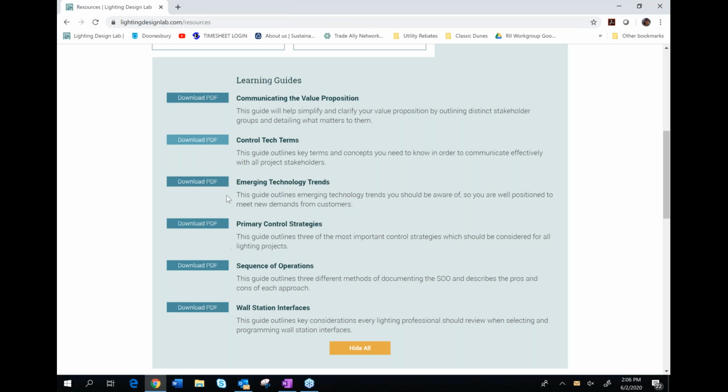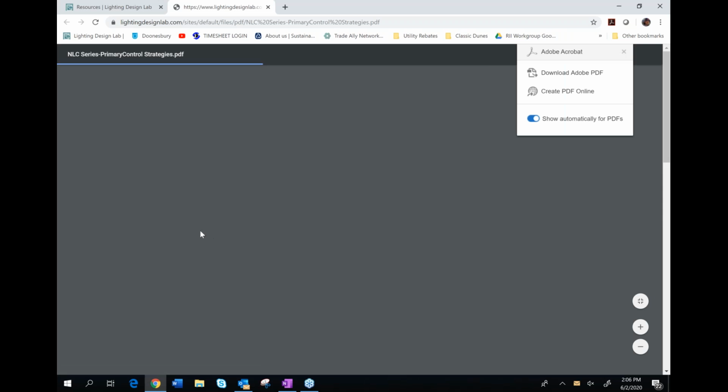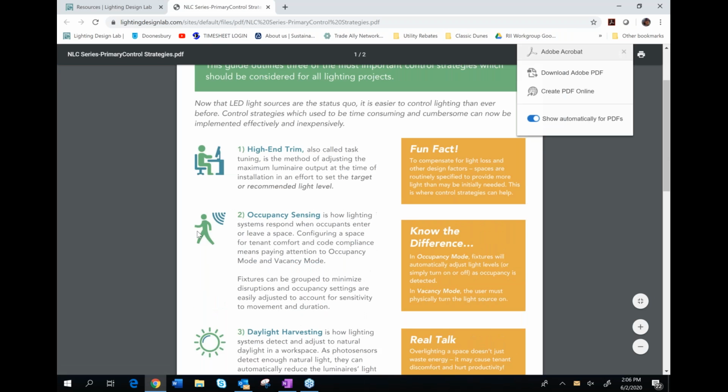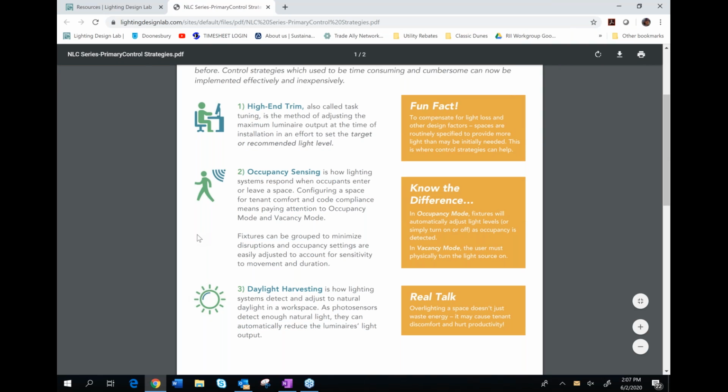I think we said, if we start with tech terms, the next thing to drill into is maybe these primary control strategies. Very correct, yeah. So what do we see right here on the front page? Tell us, what are we reminding folks here?